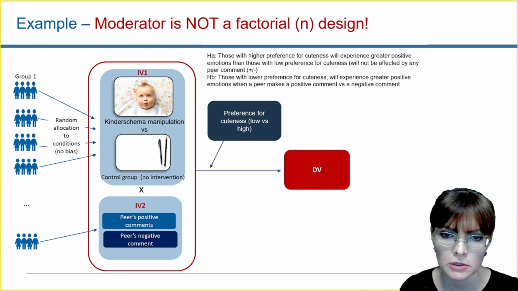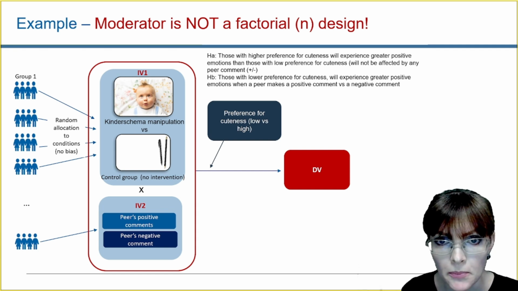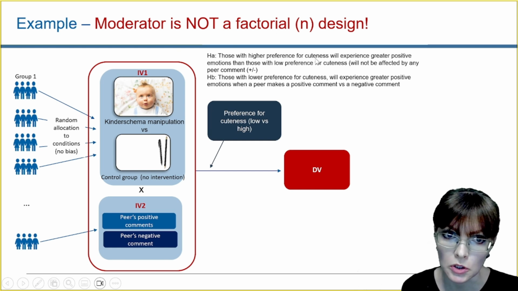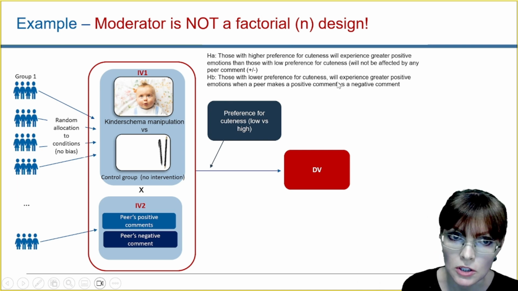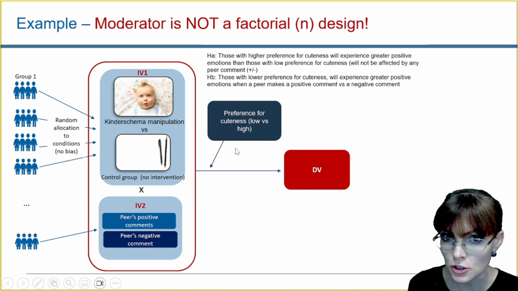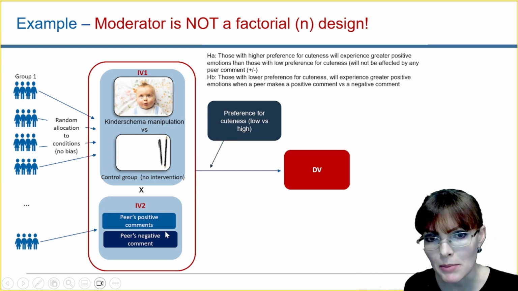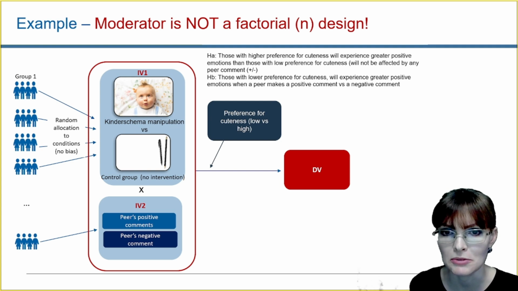What's also important to keep in mind is that you would have to have a hypothesis for your moderator. So what I'm saying here is that those who have higher preference for cuteness will experience greater positive emotions than those with low preference for cuteness. So they will not be affected by any peer commentary. It actually doesn't matter which peer commentary is present. Now, you may come up with a different hypothesis if you'd like. You can leave your comments down below if you want from me.